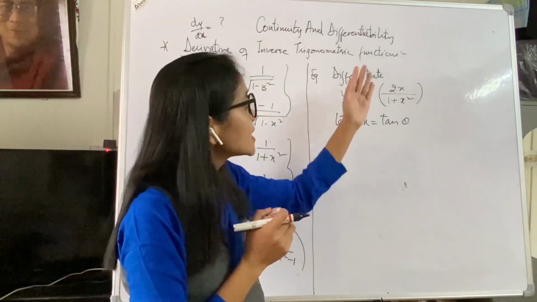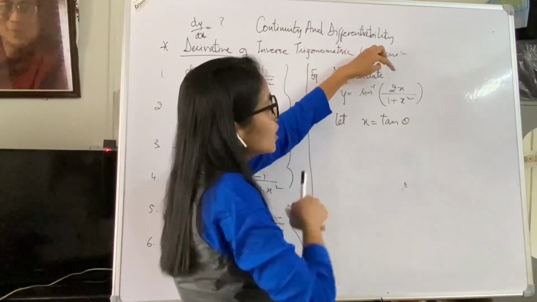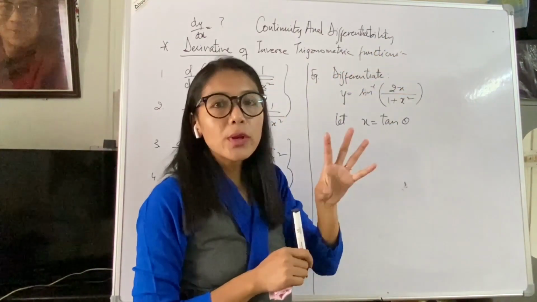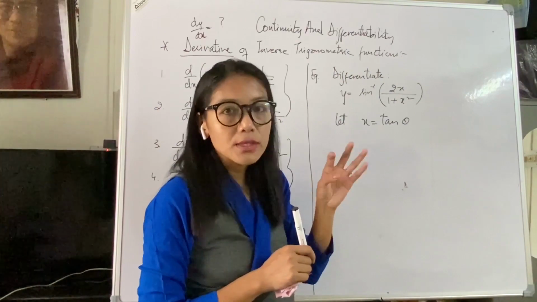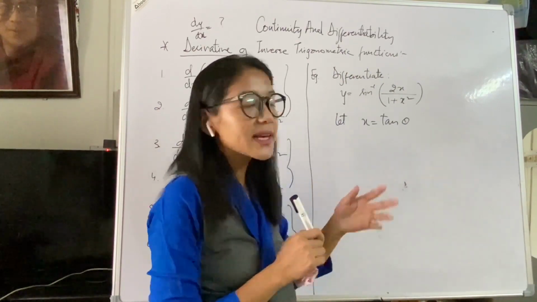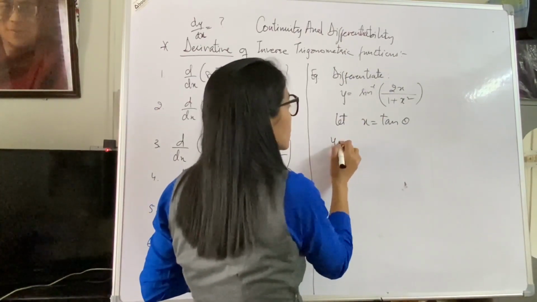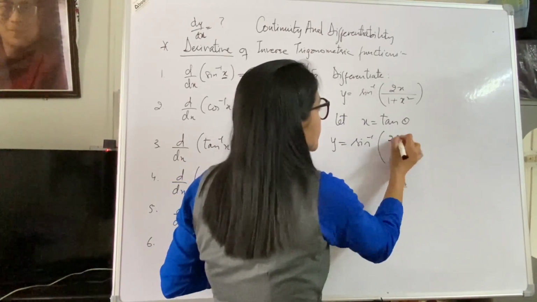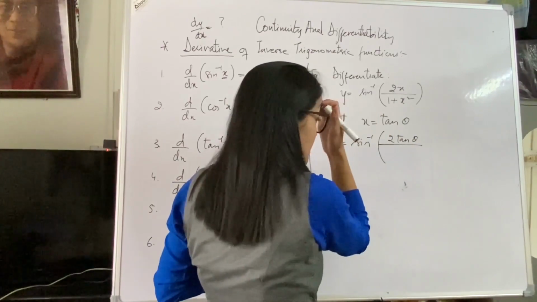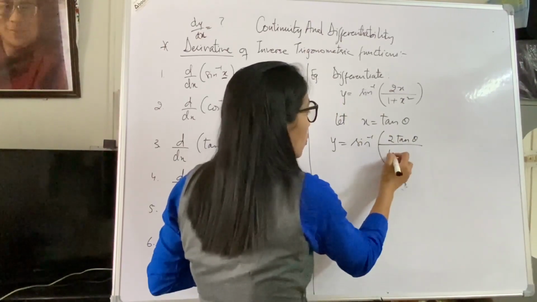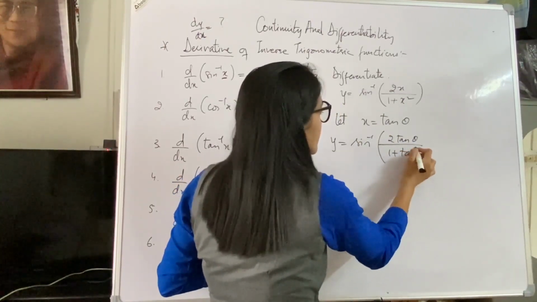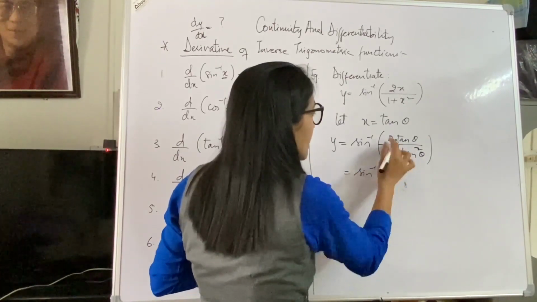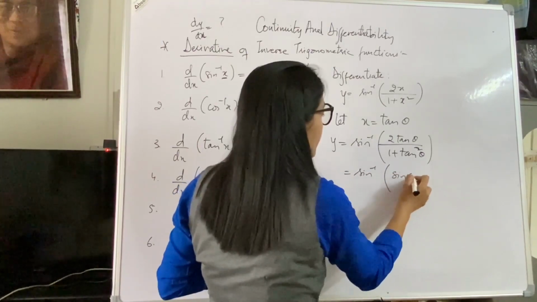If I put tan theta over here, I get 2 tan theta upon 1 plus tan square theta, which is the formula for sine 2 theta, the double angle formula. So I directly get that. Therefore I can now write y is equal to sine inverse of 2 tan theta upon 1 plus tan square theta, since x is tan theta by my substitution. So this is equal to sine inverse of sine 2 theta.